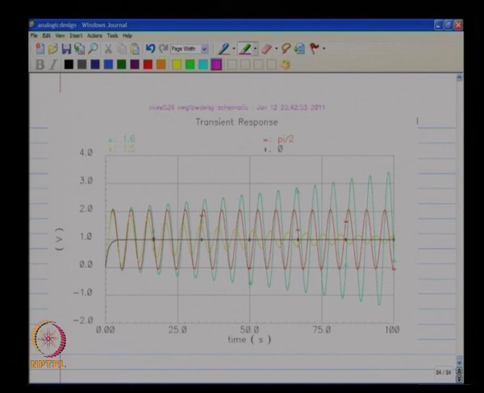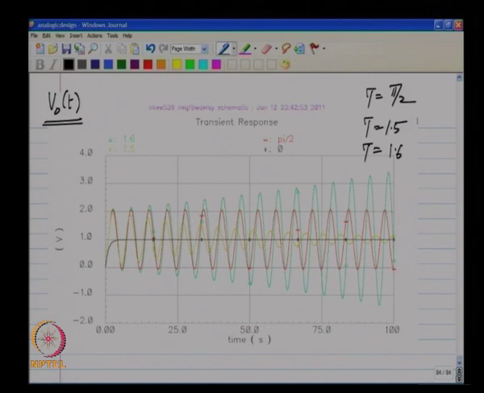So, in this case what I have done is to calculate the output V naught of t by numerically solving all the equations that I had put up earlier, and I have done it for 3 cases: tau equals pi by 2, tau equals 1.5, which is a slightly smaller delay than pi by 2, and tau equals 1.6, which is a slightly higher delay than pi by 2.